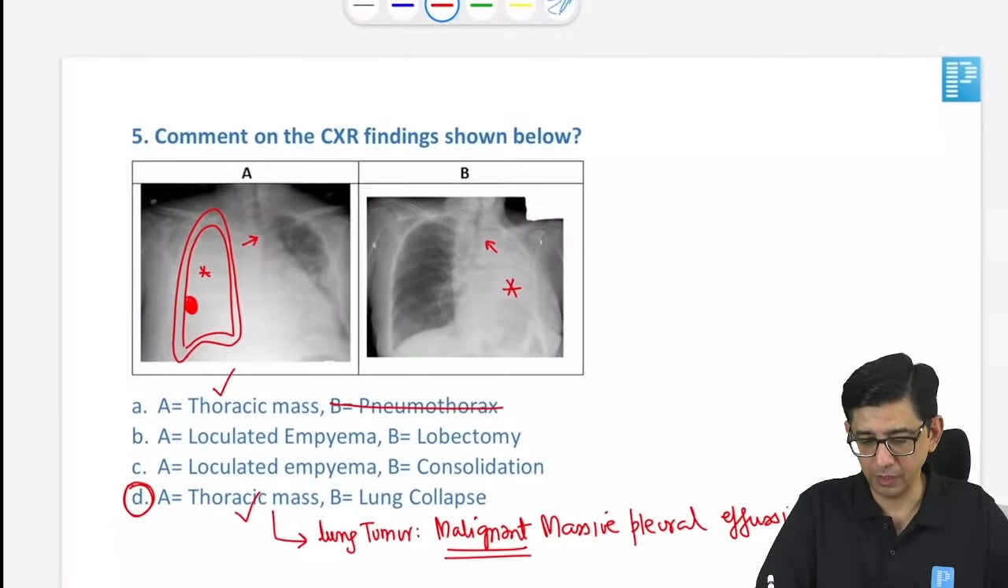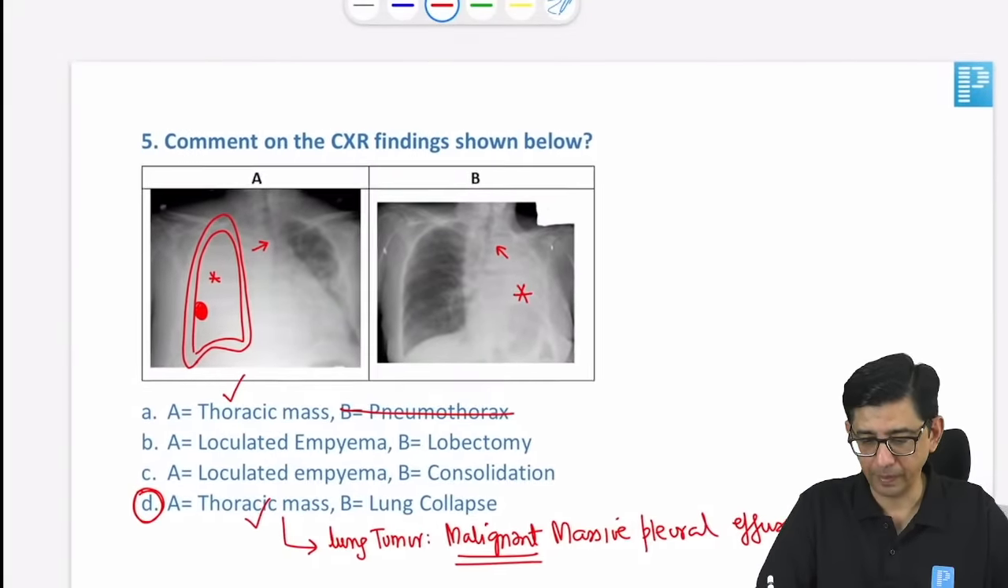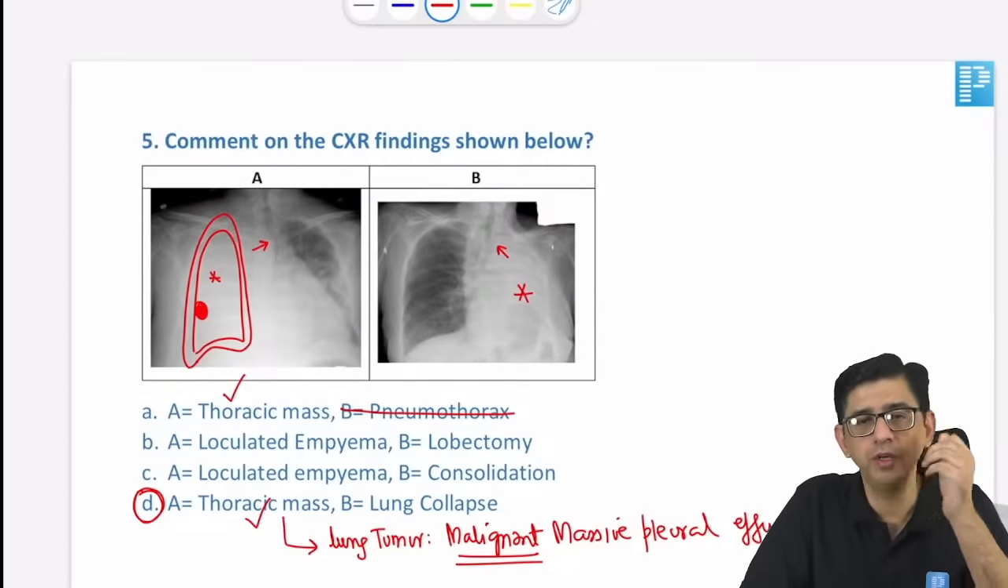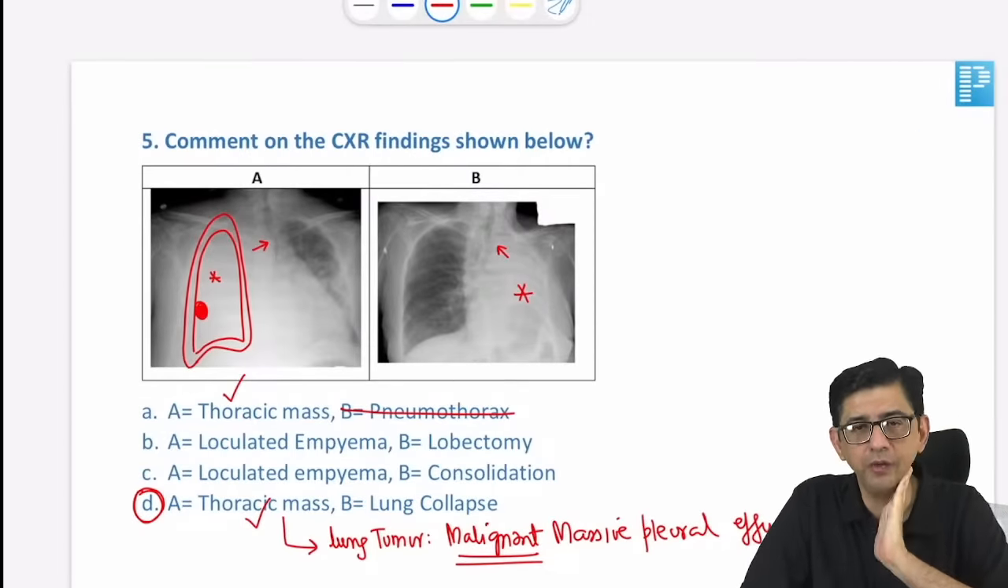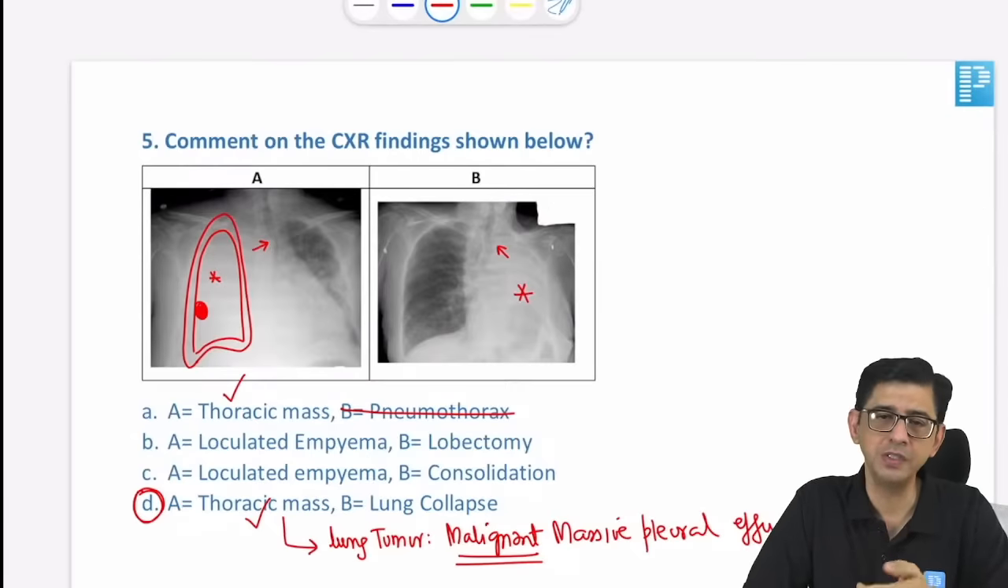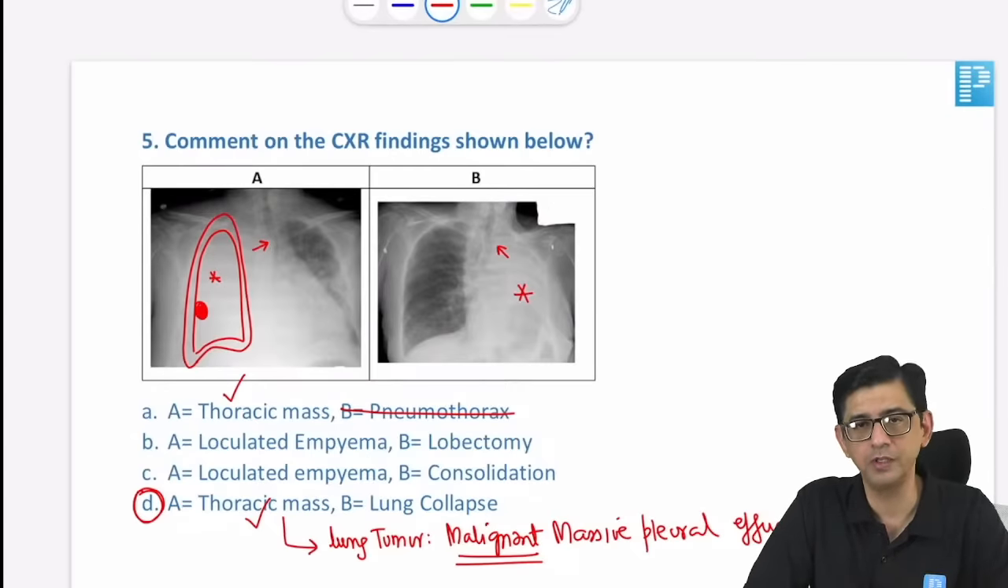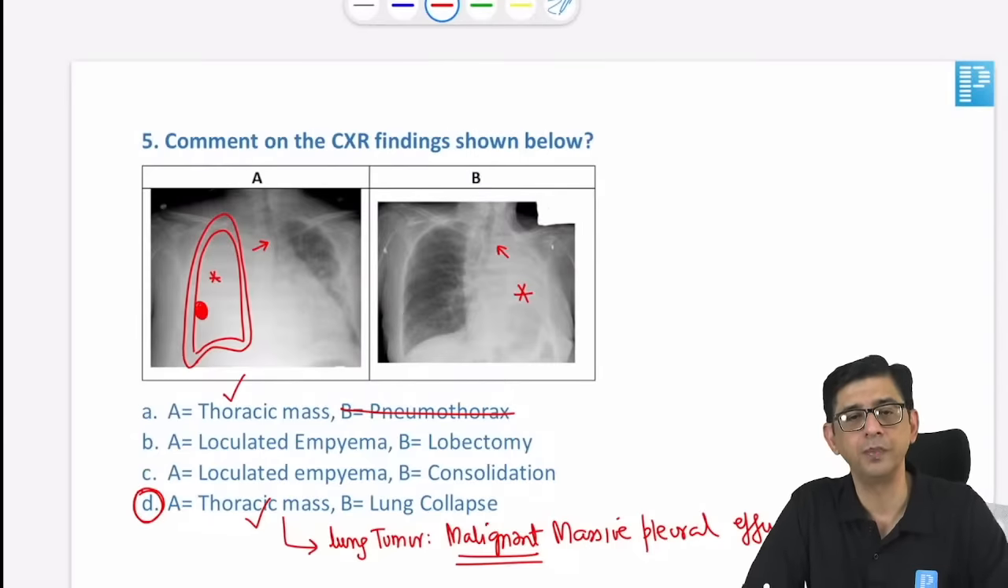Yeah, collapse is on the left-hand side. Dr. Khan, you see, pneumothorax can be either spontaneous or it can be a secondary pneumothorax. If it's a secondary pneumothorax, it can be an ipsilateral shift as well. But tension pneumothorax is always going to be a contralateral one.